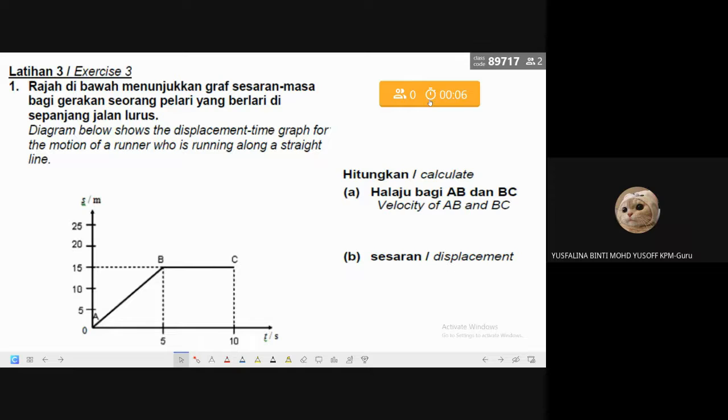Okay, so this one I just want you to do A and B. Yes, A and B. This is displacement against time.